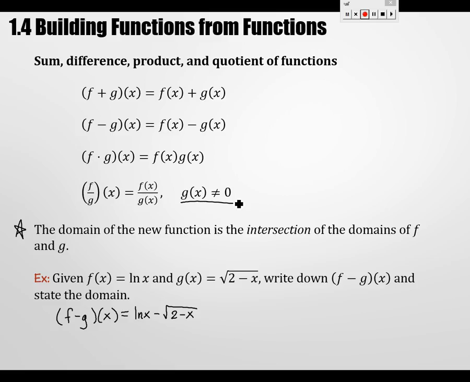Jeffrey, where are you? What's the domain of ln x? Just remind me. 0 to infinity, not including 0. Well said. Okay.